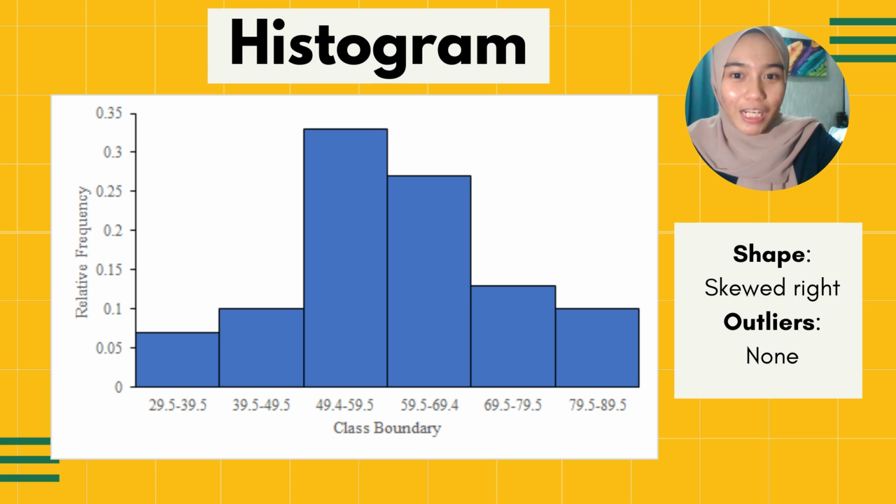Thank you, Alisha. So I will continue for the histogram part. The x-axis for the histogram is the class boundary, and the y-axis for the histogram is the relative frequency. Based on the plotted histogram, we can see that the shape of the histogram is skewed right, and there is no outlier. So that is all from me. I'll hand over this presentation to the next presenter, Akmal.